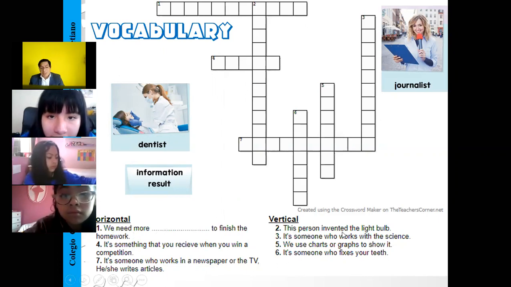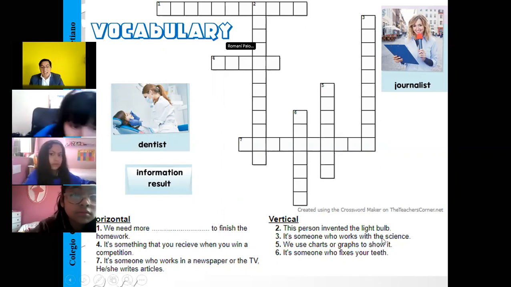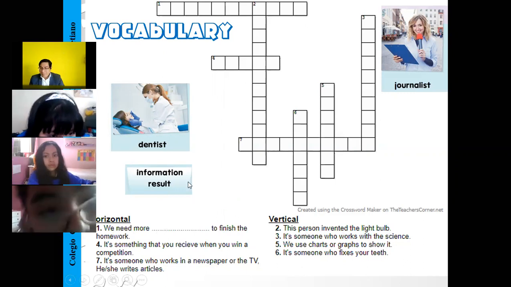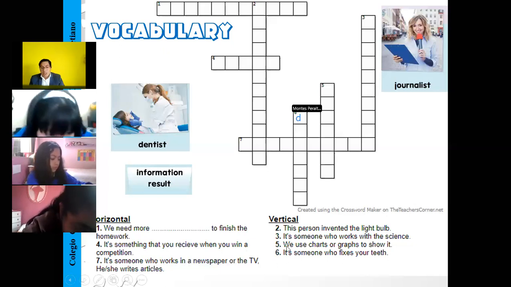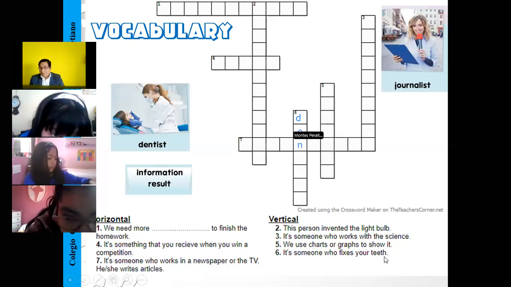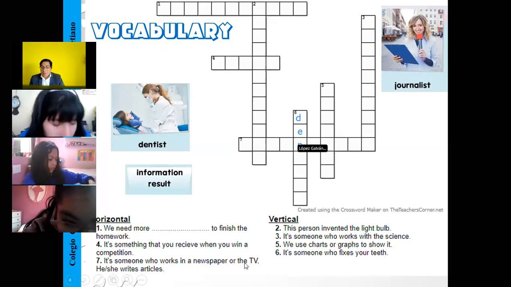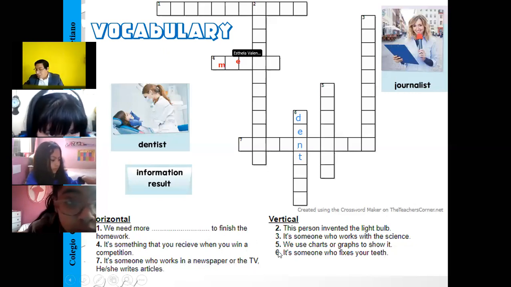Number 2, this person invented the light bulb. What's his name? Number 3, it's someone who works with science. Complete, please. Number 4, it's something that you receive when you win a competition. Number 5, we use charts or graphs to show it. Number 6, it's someone who fixes your teeth. Number 7, it's someone who works in a newspaper or on TV. He or she writes articles. Okay, we are going to use the information on page 64.